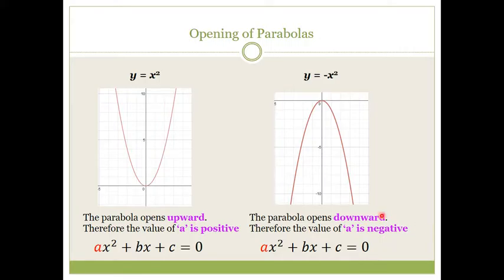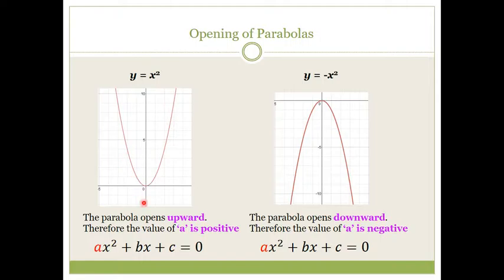Now, I want you to take a look over here at the equation y equals x squared. This is a quadratic. In fact, it's the simplest form of a quadratic, which we call a parent function. Can you tell me what the value of a is? That's right. Although we don't see a number there, if you said 1, then you're correct. In this equation on the left, the a value is a positive 1.